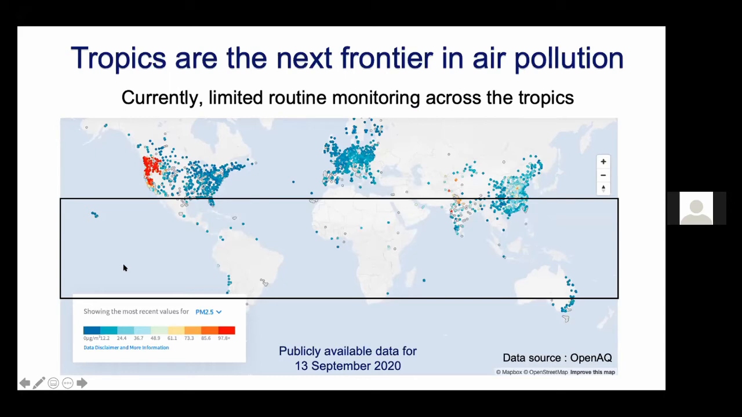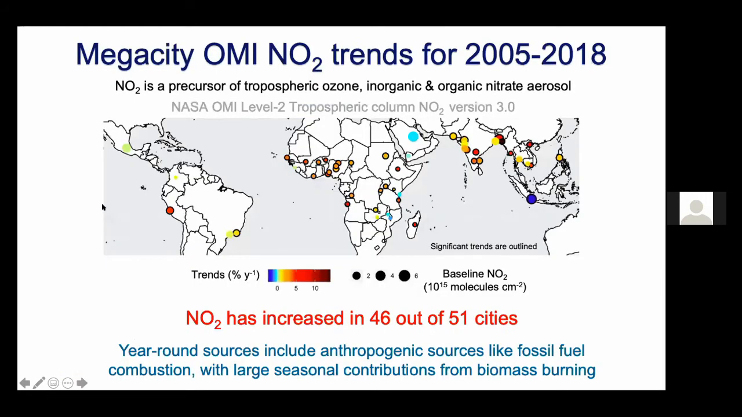So this is an important concern, that there is limited routine monitoring done across the tropics. And so I decided to investigate the 51 megacities, because they are going to be future megacities. And so it's important to take care right in the future and have policies directed towards them. So here are the preliminary results.